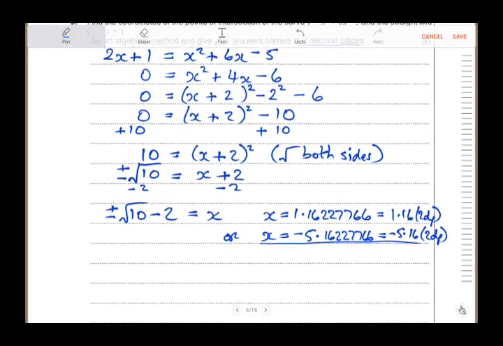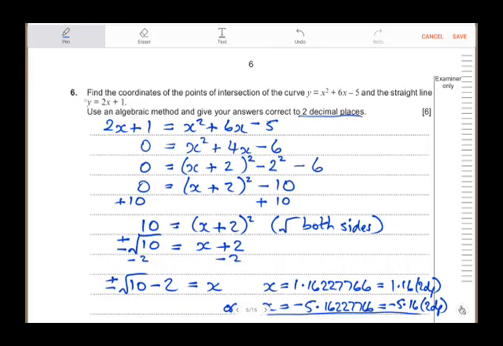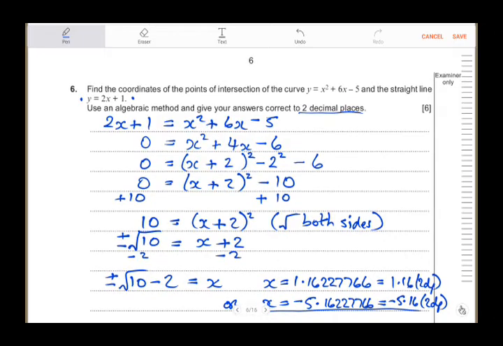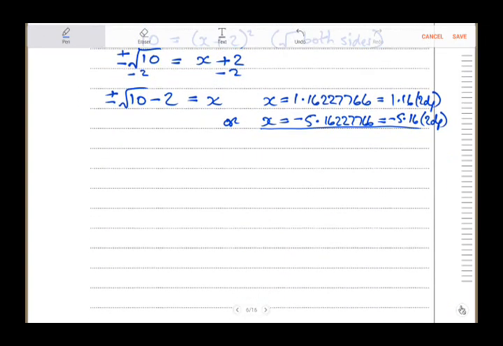Now I need to find my y coordinates. Well, what I'm going to use is the linear equation here, y equals 2x plus 1. So all I have to do now is substitute my first x value in and get the corresponding y value. And I substitute my second x value and get the corresponding y value to go with that. And then we're done. Okay, so let's do it.